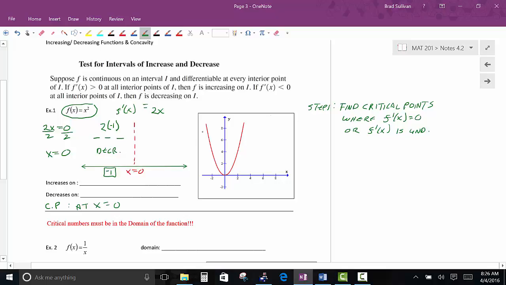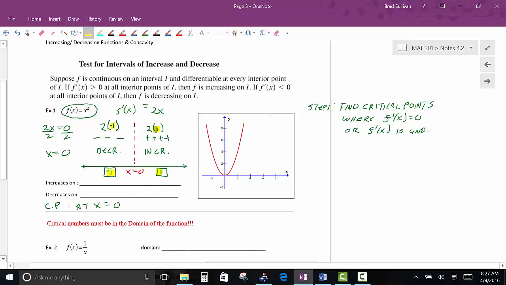Now you want to take a test point, and it doesn't matter what you pick because it'll always work the same way. Let's take 1. 1 is bigger than 0. Plug it into the derivative 2x. That's going to give you a positive. So if the derivative is positive, what does that tell you? The function's increasing. Okay? Problem done. So the idea is find your critical point and then do test points.